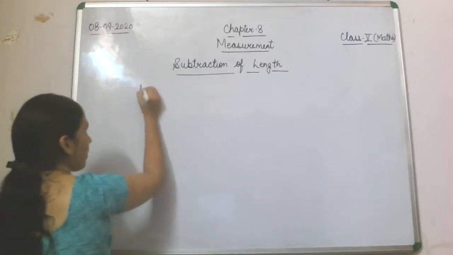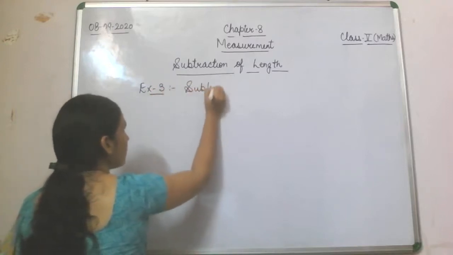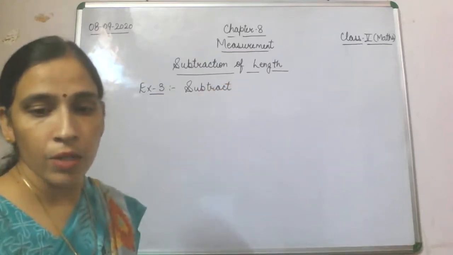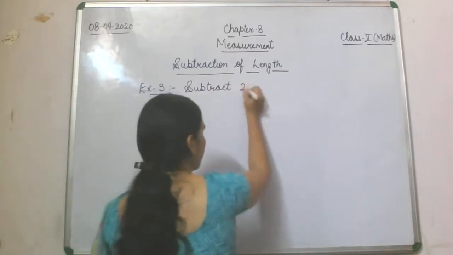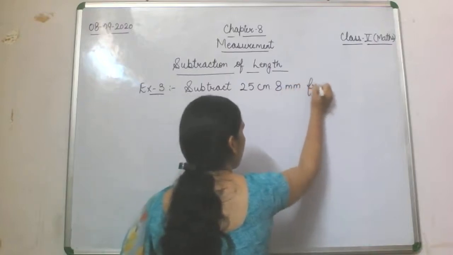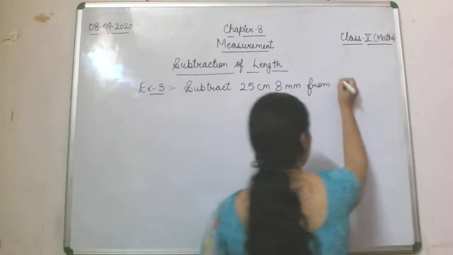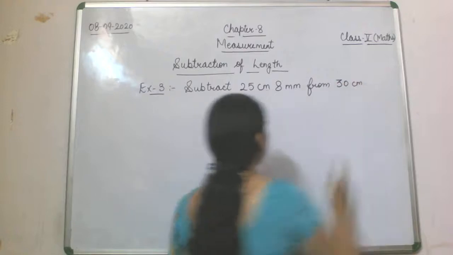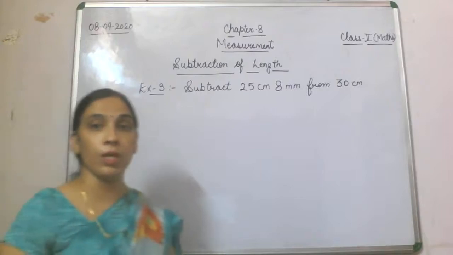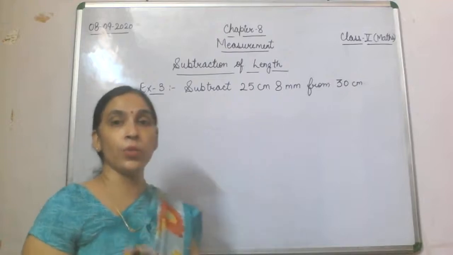That is example 3. What is that example? Subtract 25 centimeter 8 millimeter from 30 centimeter. See, this is your example 3. Subtract 25 centimeter 8 millimeter from 30 centimeter. So what I have told you is that the given length will be converted into 1 unit.